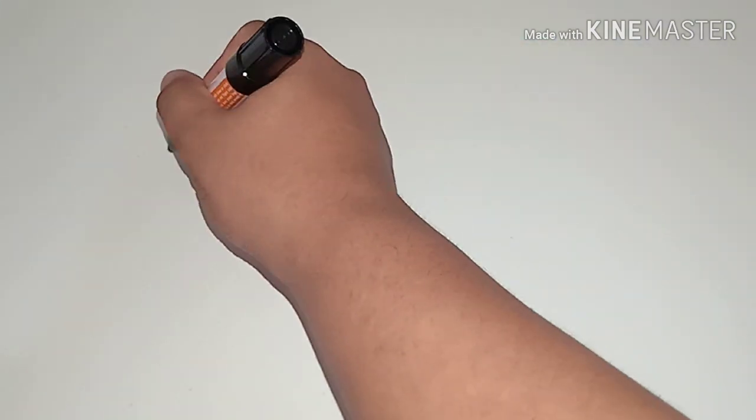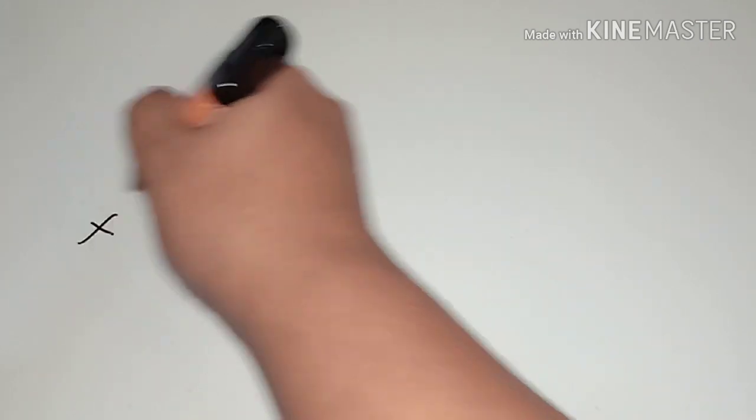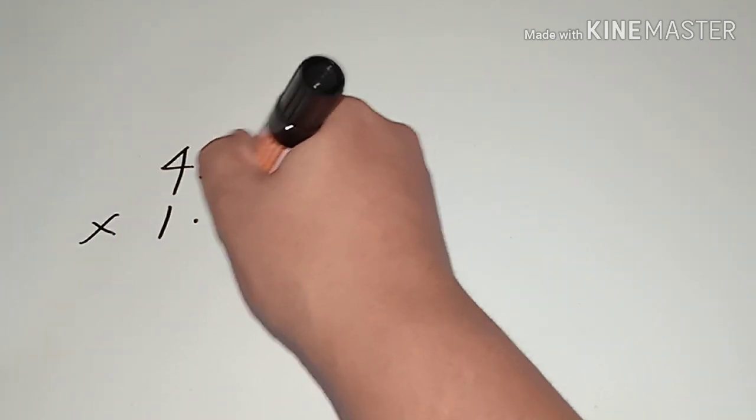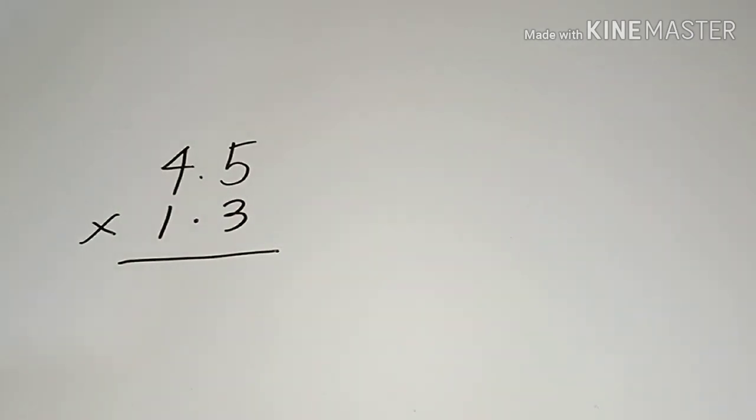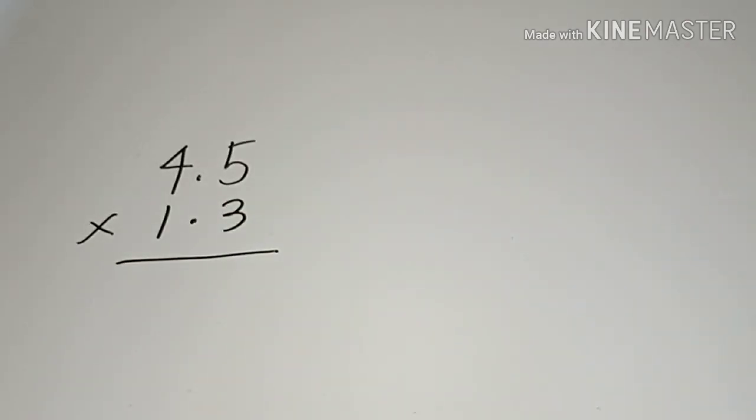What if we are multiplying 4.5 times 1.3? If you try to notice, both numbers there are decimal numbers. So it would be easier for you to multiply a decimal number by another decimal number if we convert them into a whole number first. And we can convert them into a whole number by moving the decimal point to the right.